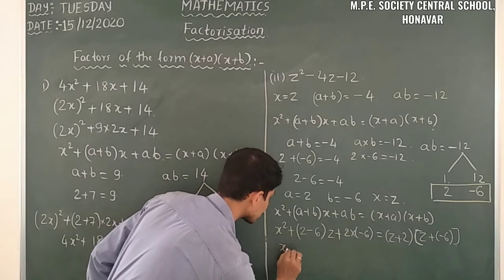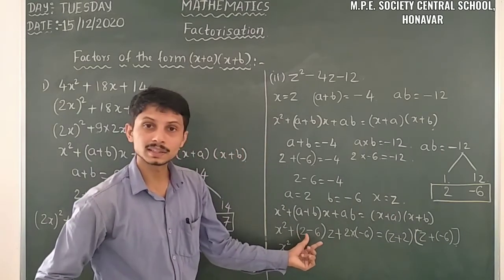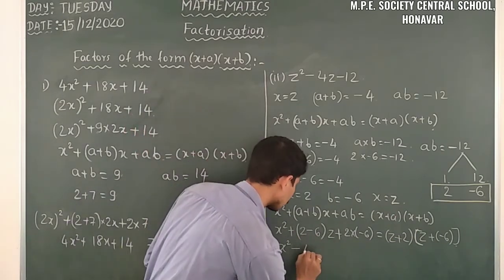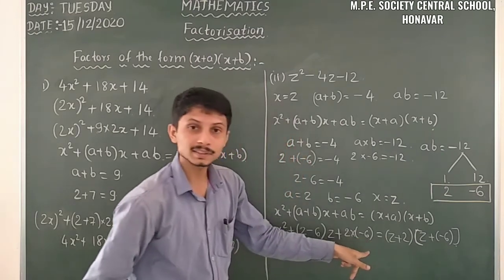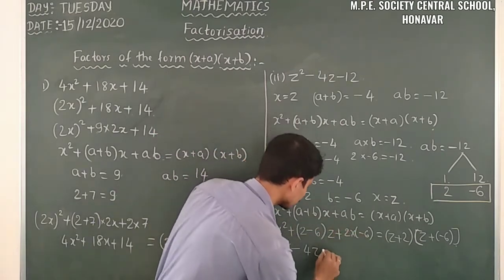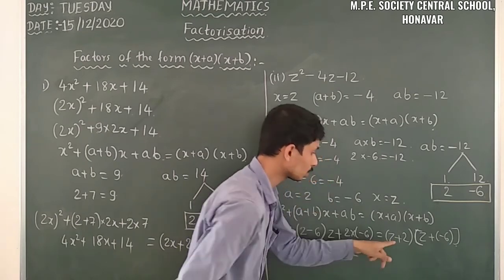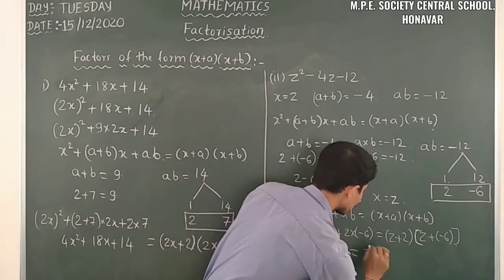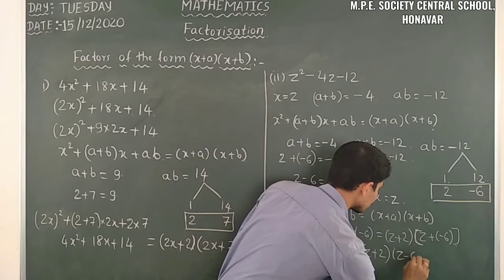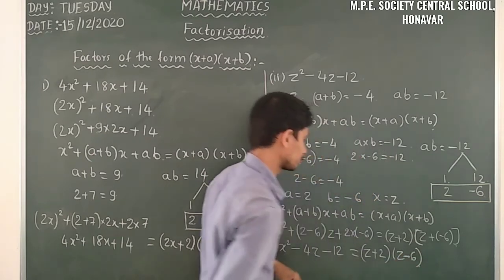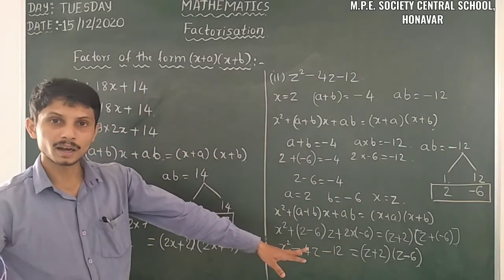So what happens here? X square. So 2 minus 6 is minus 4, that is minus 4z. And 2 into minus 6 is minus 12. So plus into minus, minus 12, is equal to z plus 2 into z minus 6. Yes, here we have the answer.